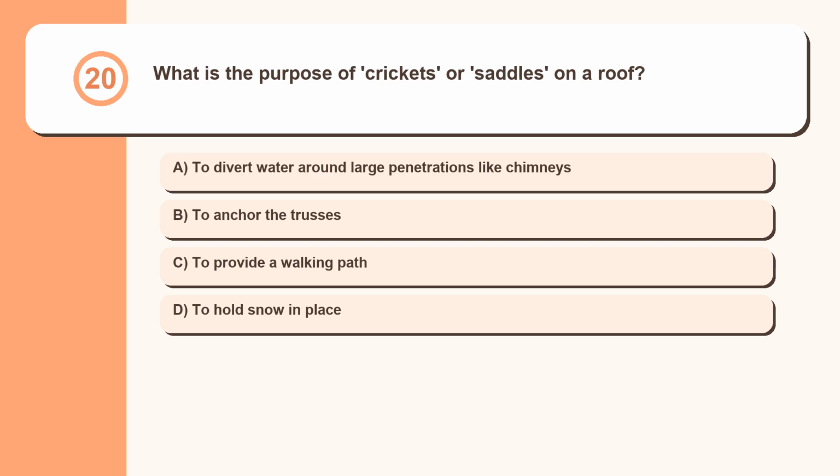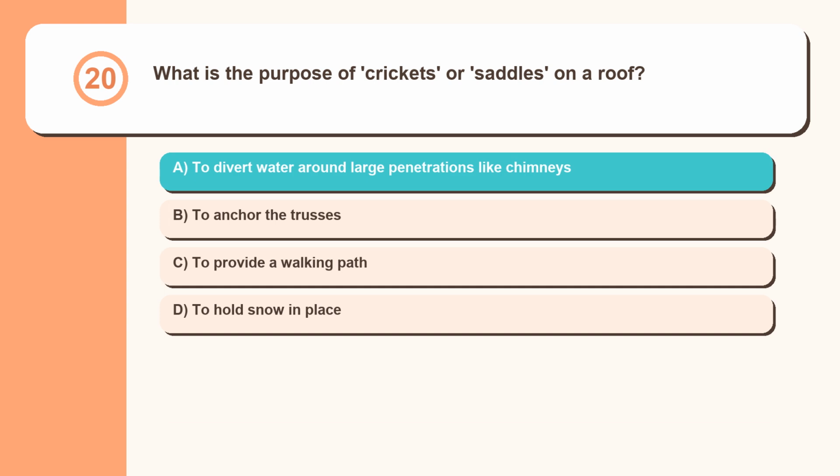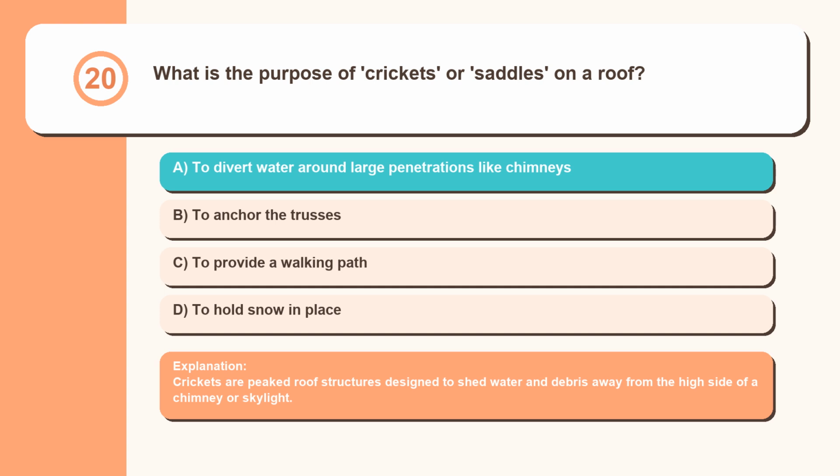Question 20. What is the purpose of crickets or saddles on a roof? To divert water around large penetrations like chimneys, to anchor the trusses, to provide a walking path, to hold snow in place. Crickets are peaked roof structures designed to shed water and debris away from the high side of a chimney or skylight.